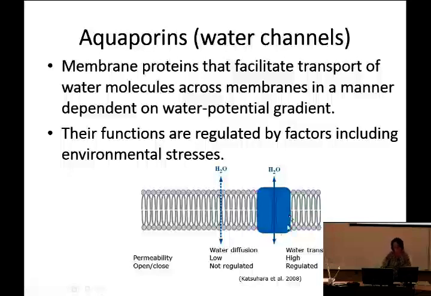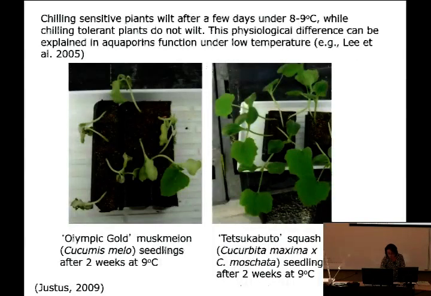Under certain conditions, water channels, aquaporins, close, and therefore plants cannot take up water fast enough and wilt. One example I know of a condition causing aquaporins to close is temperature. At low temperature, aquaporins are not functioning. Therefore, water movement across the plasma membrane is reduced, and plants wilt.